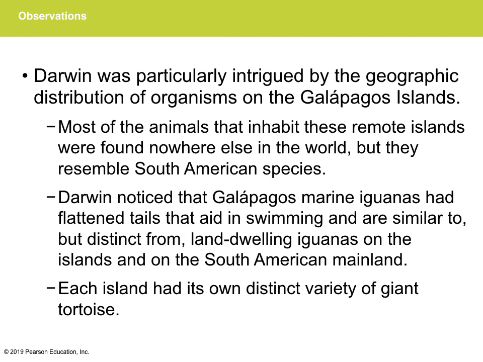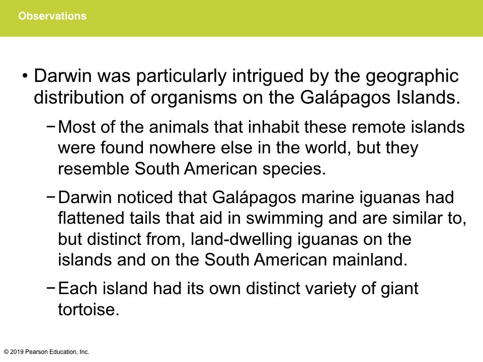But the thing he noticed is that they did still resemble South American species. A good example being the iguanas. He noticed that the marine iguanas had these vertically flattened tails that basically served as paddles. They helped in swimming. That's similar in some respects, but very different from the land-dwelling iguanas found on the islands, and the tree-dwelling iguanas found back on the mainland. So you could see there are similarities, but obviously they're not quite the same.